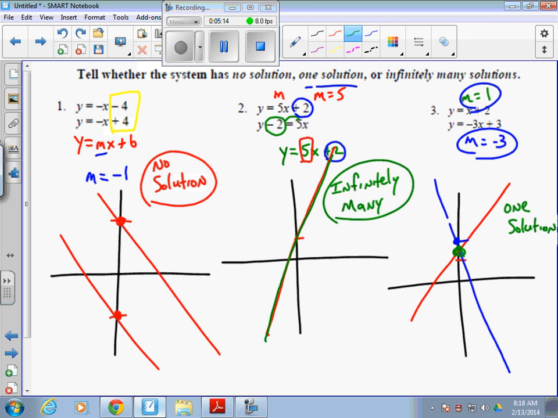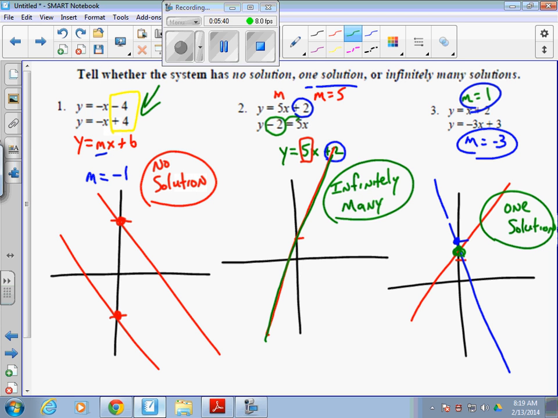Just as a recap to that section, if they're parallel lines, that means they have the same slope and different y-intercepts like number 1, there'll be no solution. If they're the same slope, the same line exactly like number 2, because they both have the same slope and y-intercept, they're going to cross at every point, or they'll share every point. So it's an infinitely many amount of solutions.